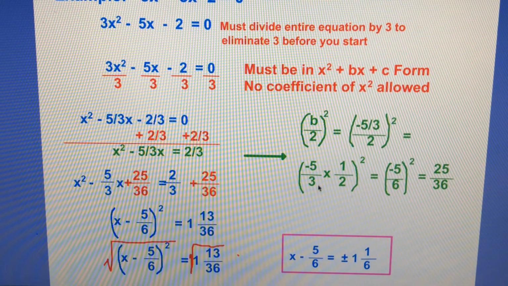Negative 5/3, which is the same as saying times 1/2. When you divide by 2, you actually multiply by the reciprocal. So divide by 2 means multiply by the reciprocal 1 over 2. That gives me negative 5 over 6 squared. Negative 5 squared is 25. 6 squared is 36. Okay, that was complicated.